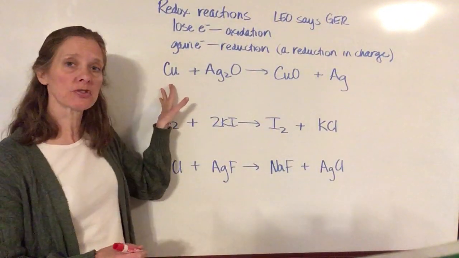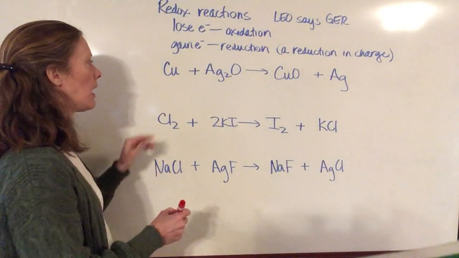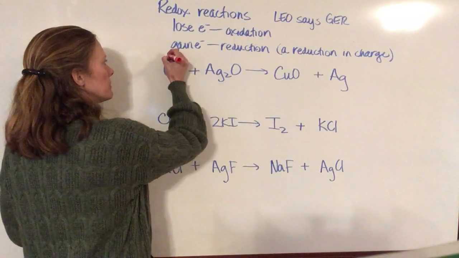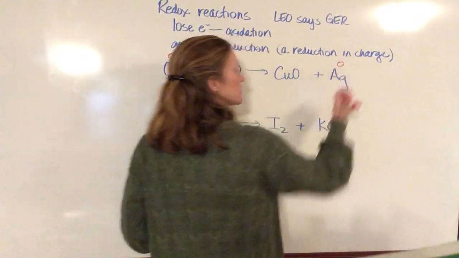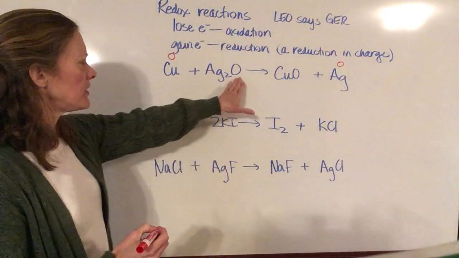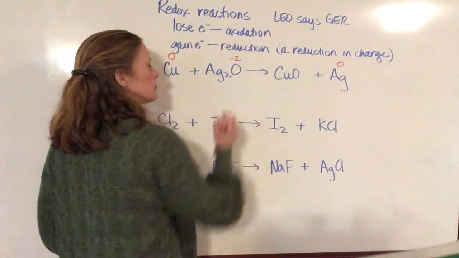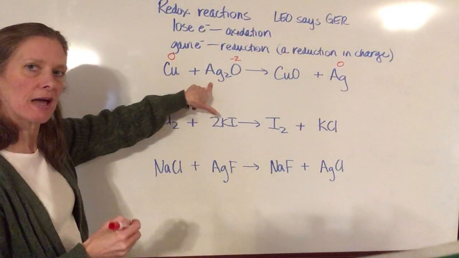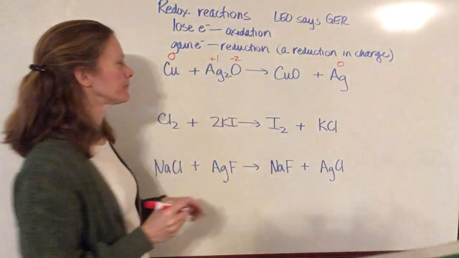You'll remember the rules that you learned in the very first section talked about how an element by itself has an oxidation number of 0. So that means that the copper is going to be 0 here, and the silver over on this side is going to be 0 because they are elements that are by themselves. The oxygen, we learned, always has an oxidation number of -2. And so here, since there are 2 silvers, and since everything has to add up to 0, each silver is going to have a +1.